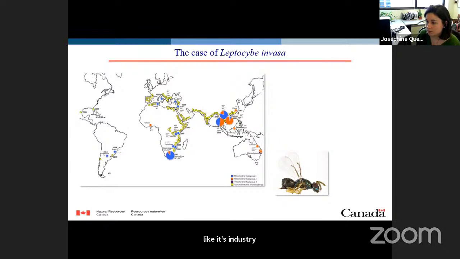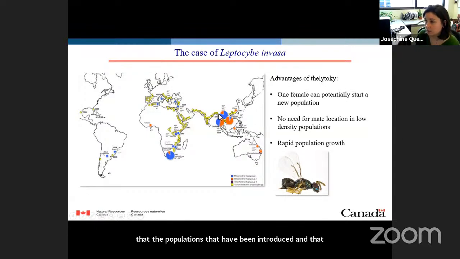And so this success is mostly attributable to the fact that the populations that have been introduced and that spread like wildfire were reproducing asexually. And this is because thelytoky, or asexual reproduction, has 3 main advantages. The first one is that one female can potentially start a new population, contrarily to a sexually reproducing population. They don't need one male and one female, they just need one female to start a population. So this reduces the necessary propagule pressure.